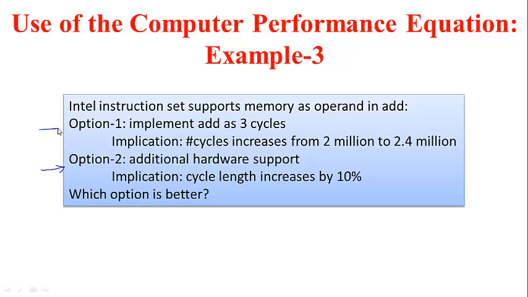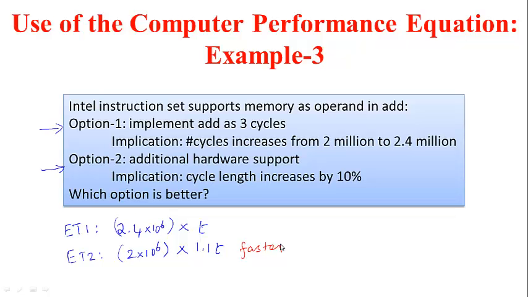Another option he is considering is to implement add as 3 cycles. This will retain the cycle length as the same but will increase the number of cycles for a particular program from 2 million to 2.4 million. Which of these two options is better and why? If you do the algebra using the same equation, you will find that execution time in option 1 is as given here, where T is the original cycle length, and execution time 2 is also as given here. And given this, it's easy to see that the implementation option 2 is the faster one.